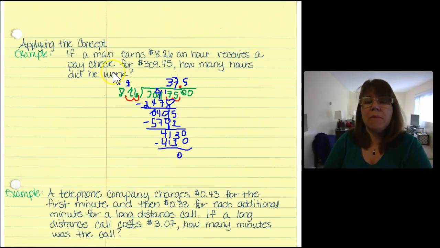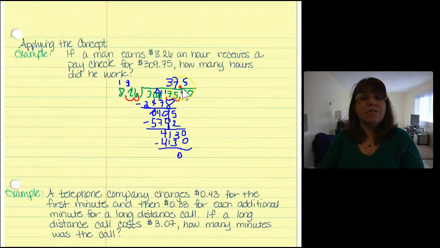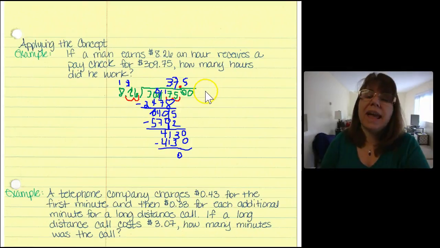So we know a man that earns $8.26 an hour and receives a paycheck for $309.75 worked 37.5 hours, which would be 37 and a half hours.